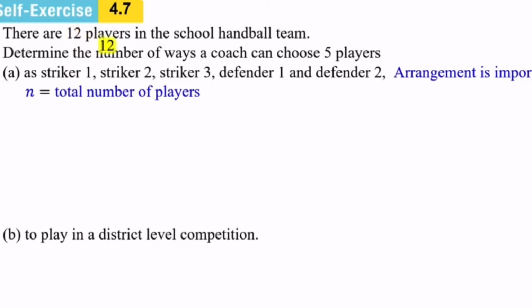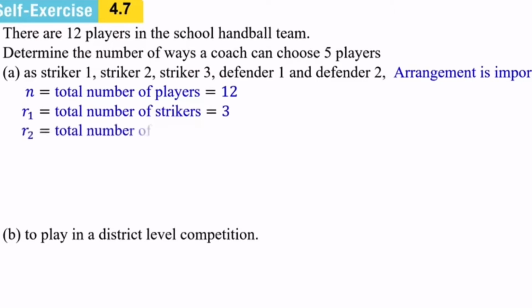So how do they choose? Is the order important? They want striker 1, striker 2, striker 3 and defender 1 and defender 2. That means the order is very important, right? So the arrangement is very important. So this question is actually a permutation.